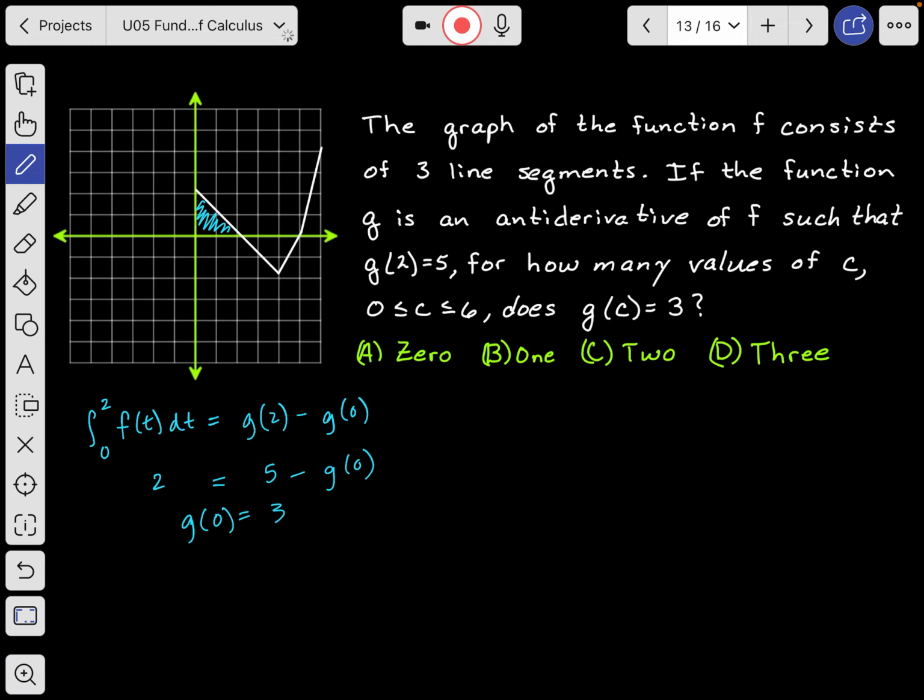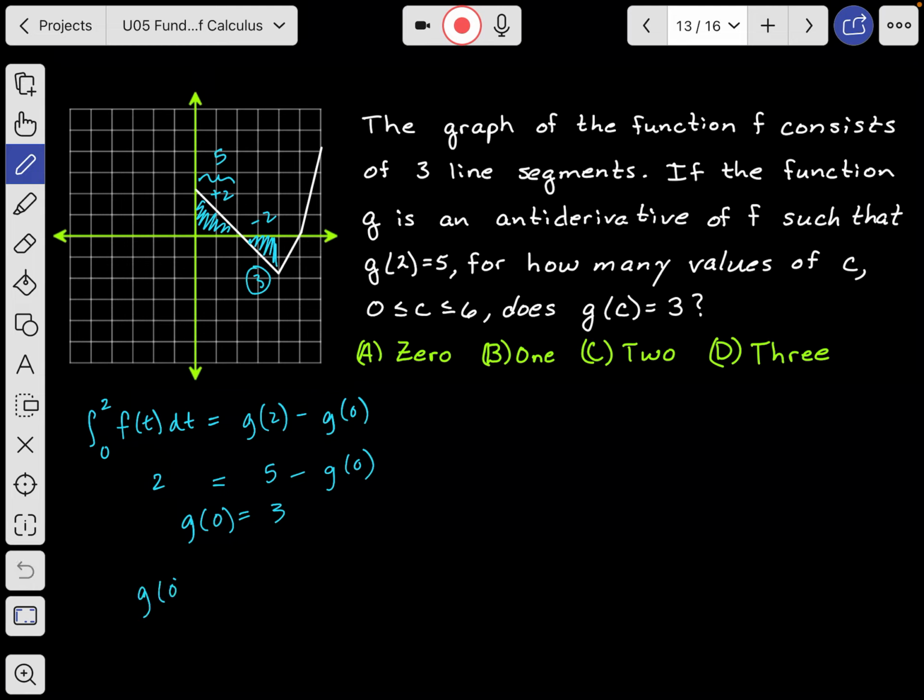So if we start at 0, we have a quantity of 3, and then we add these 2, so then we'll be at 5, and then we subtract these 2, right? So then we're back to 3, right? Because we're adding these 2, that would give us 5, and we're subtracting these 2, so that gives us back down to 3.